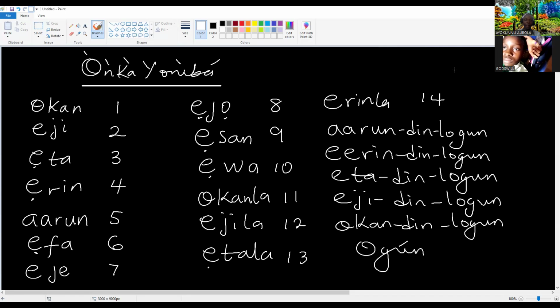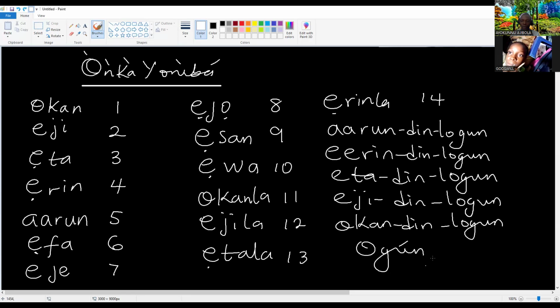Now, when you see la, it means we are adding more to the ẹ̀wá, like ọ̀kan plus ẹ̀wá, 10 plus 1, 1 plus 10 is 11. Is that clear? Yes. Èjìlá, that is 2 above 10, and that's 12. Is that clear? Eta, you know the eta here, eta la, so that is 3 above 10. Is that clear? Yes. Now look at 4. 4 is ẹ̀rin, so we say ẹ̀rin la, that is 4 above 10, which is 14, okay?